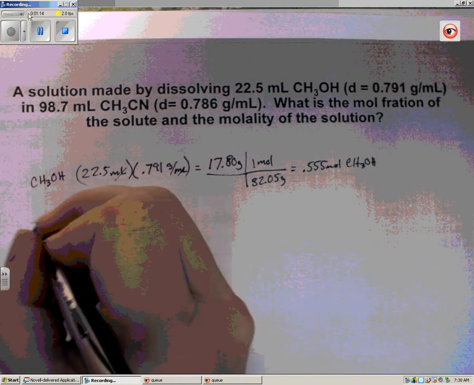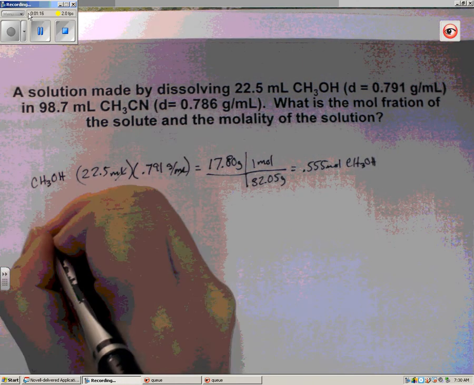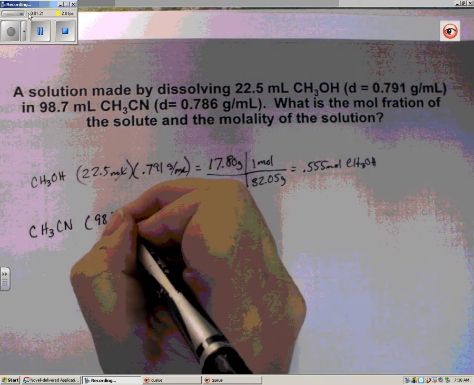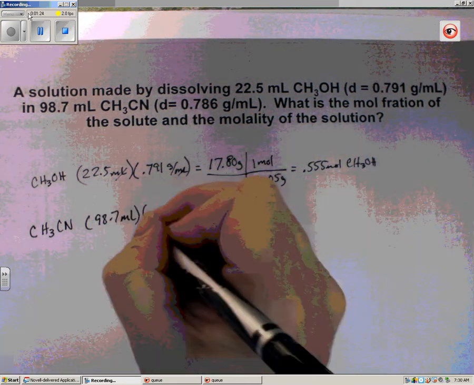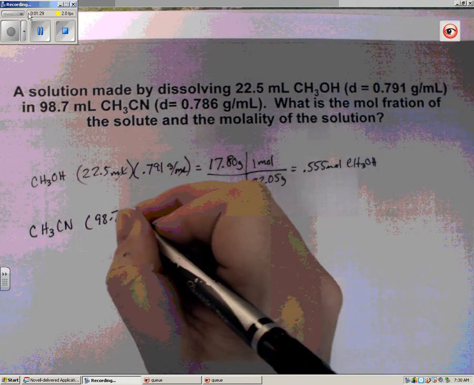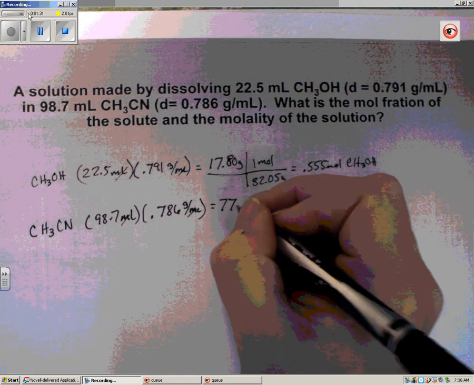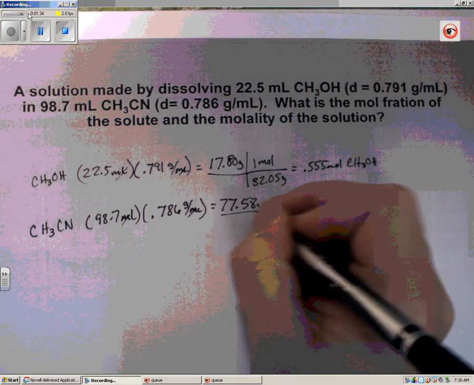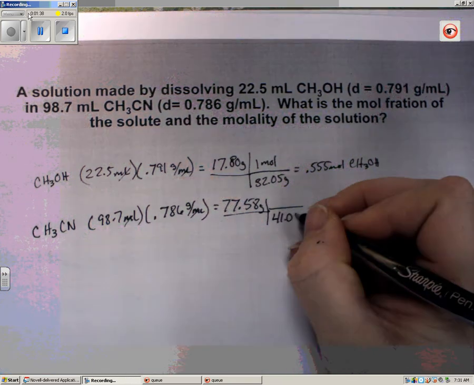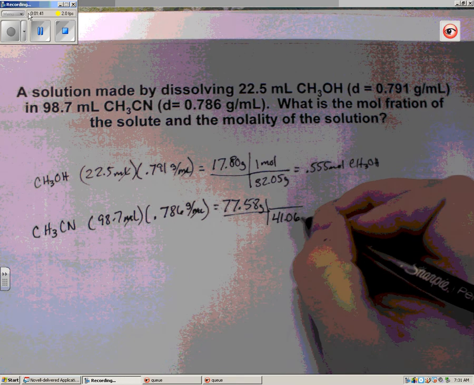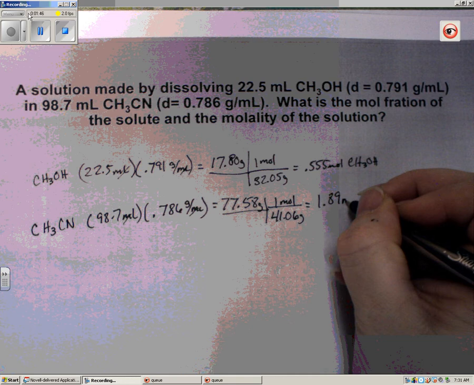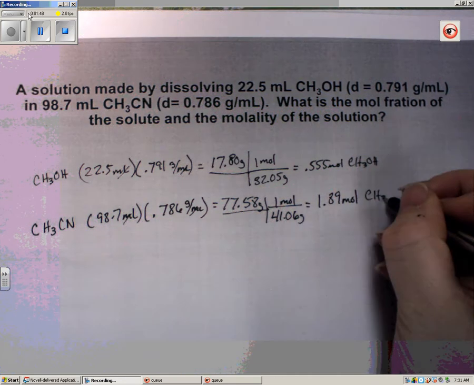Then we have our methyl cyanide here, and 98.7 milliliters times its density, 0.786 grams per milliliter. We'll get our grams, 77.58 grams, and then we'll go ahead and convert that to moles, because mole fraction's on the way. Its molar mass is 41.06 grams in 1 mole. So you're going to end up with 1.89 moles of your methyl cyanide.